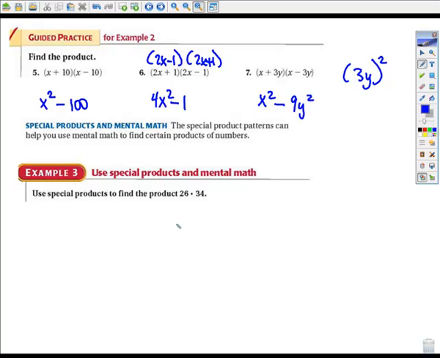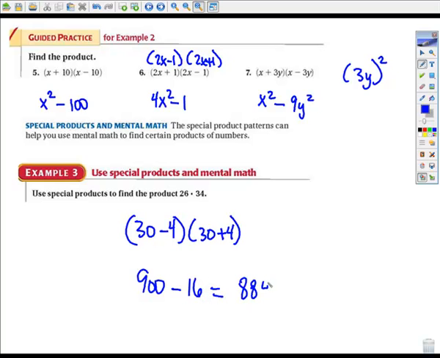Honestly, I don't know what 26 times 34 is, but it's going to be easier to go 20 plus 6, or actually, let's do it this way. Erase that. I would like to go 30 minus 4 times 30 plus 4. I want to try to do it as the sum and difference pattern. So if I square 30, that's 900, minus 4 squared is 16. 900 minus 16 is 884. And that was pretty quick.